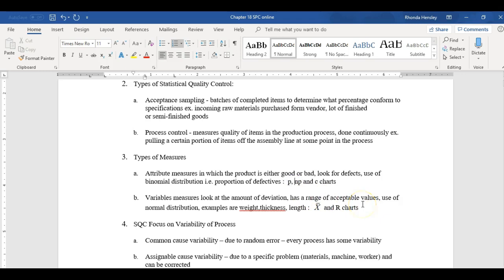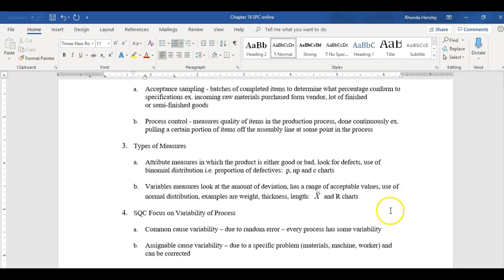Anyway, so those three kinds of charts, that's what we're going to look at this week. Here, with attribute measures, all you're looking at is is it good or is it bad? Variables measures are a little more complicated. They look at the amount of the deviation that you have in the measures you're taking, and it has to be something that you can measure, like weight, thickness, length, and these are where we use our X-bar and our R charts. Anyway, our X-bar and our R charts, that's what we're going to cover next week, along with process capability.